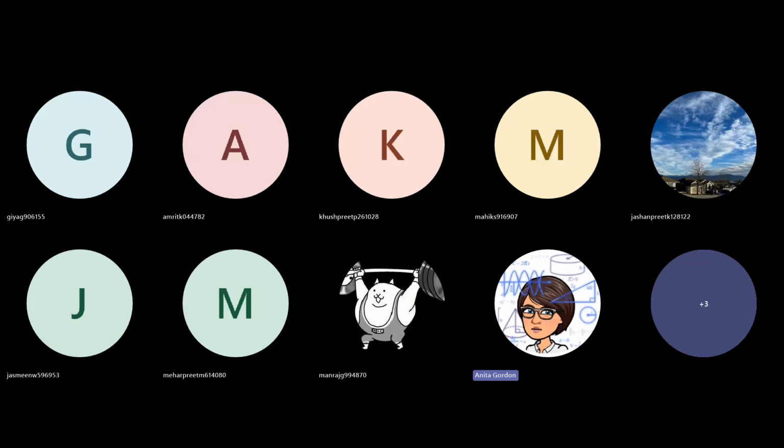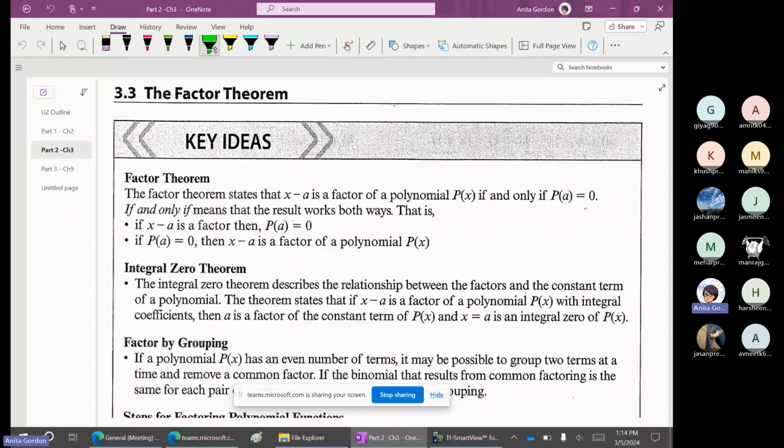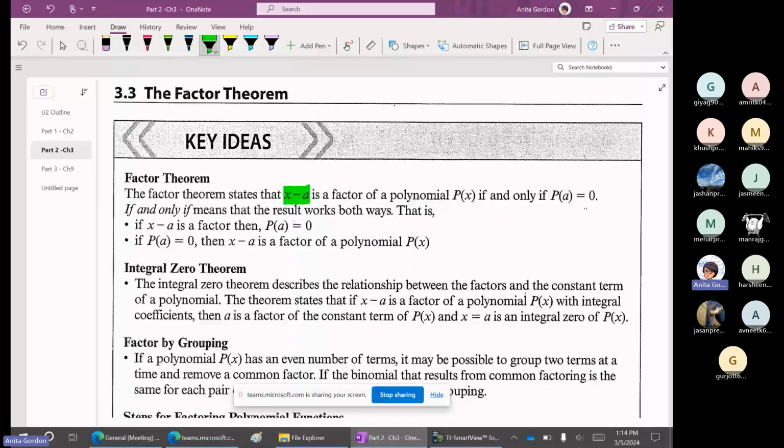Okay, the factor theorem. The factor theorem states that x minus a is a factor of the polynomial p of x if and only if the polynomial evaluated at the point a is 0. In math, we don't like to write a whole lot, so this part of the statement is sometimes shortened to double F if and only if.